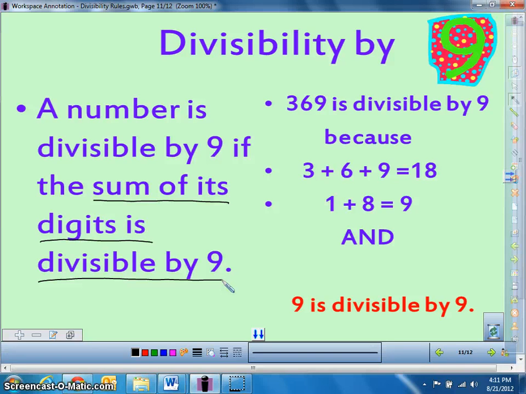369 is my question, so I'm going to take 369 and turn it into 3 plus 6 plus 9. When I do that, I get 18, which is divisible by 9. Or for some of you, when it gets to be a big number, you can continue to break it down: 1 plus 8 equals 9. So therefore, we know that 369 is in fact divisible by 9.